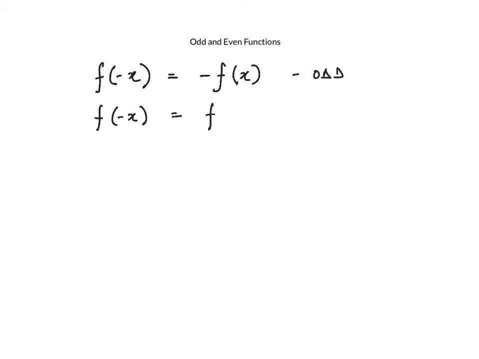A function is odd if f of minus x equals minus f of x. And a function is even if f of minus x is equal to f of x.